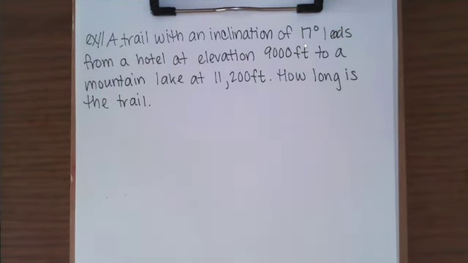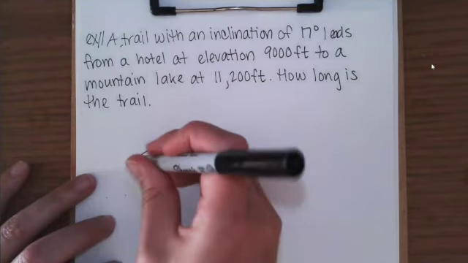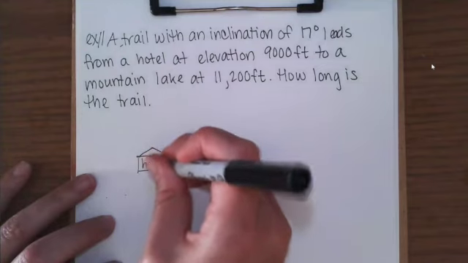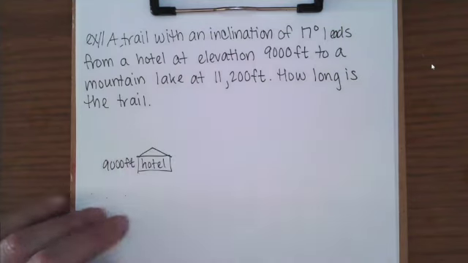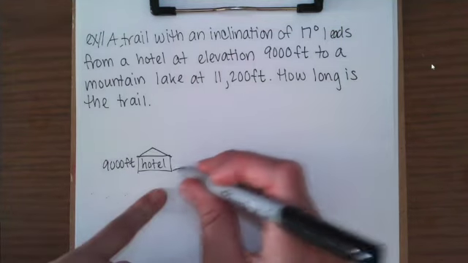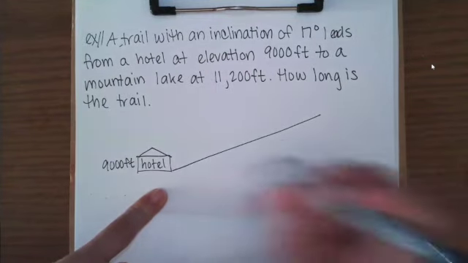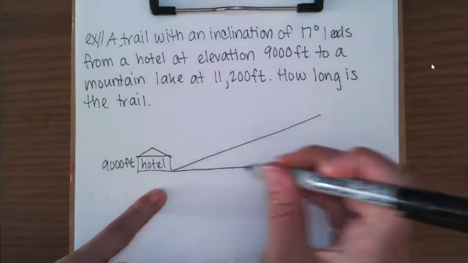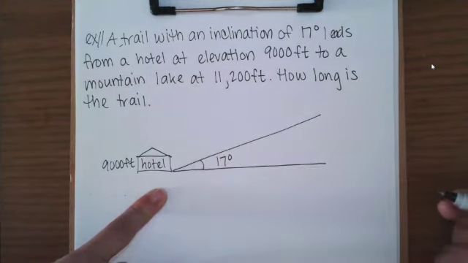So this is an interesting one. It might happen up in Tahoe somewhere. So what we have is a hotel. So let me draw my hotel. And the elevation of the hotel is 9,000 feet. And then we have a trail that has an inclination of 17 degrees. So what that means is, compared to a flat line, this trail is inclined, it goes up 17 degrees.